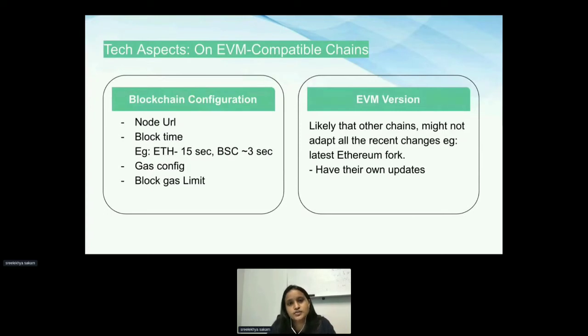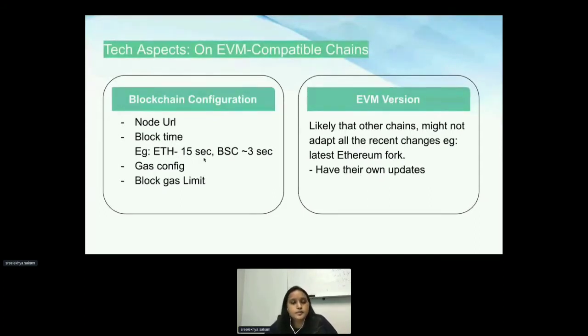What exactly changes from chain to chain on EVM compatible chains? First thing would be your blockchain configuration. When you have to deploy a smart contract on your blockchain, you'll have to provide the node URL, which is specific from chain to chain, like from Ethereum to Binance Chain to Polygon to Fantom, etc. They're different. You can get these blockchain URLs at their respective official websites, which I'll be showing you a little while later. The second thing would be block time.